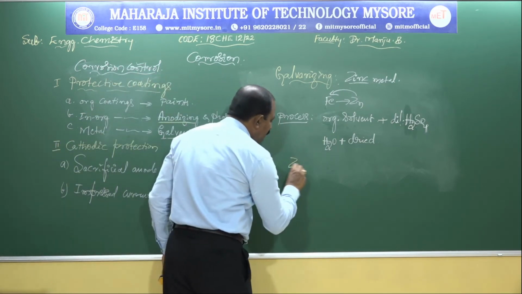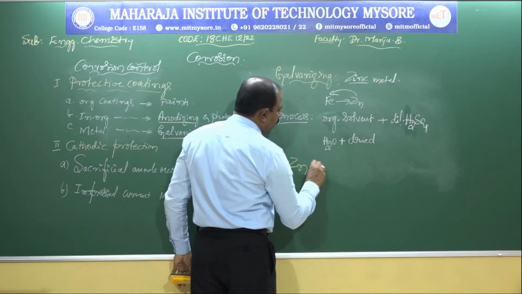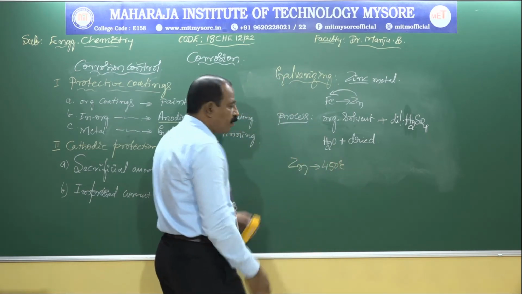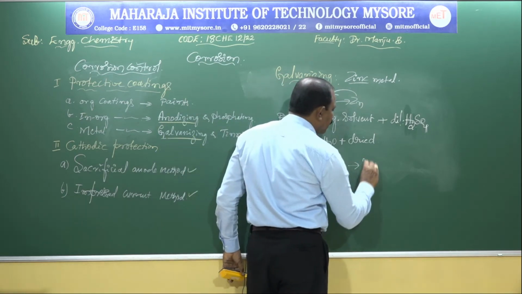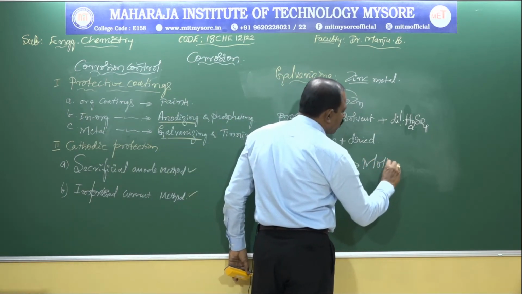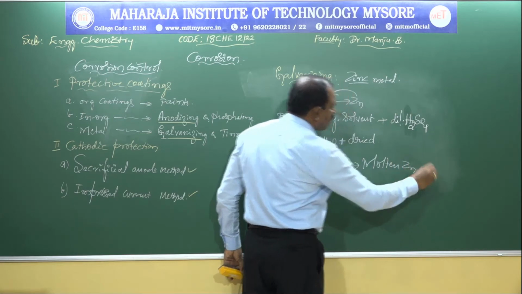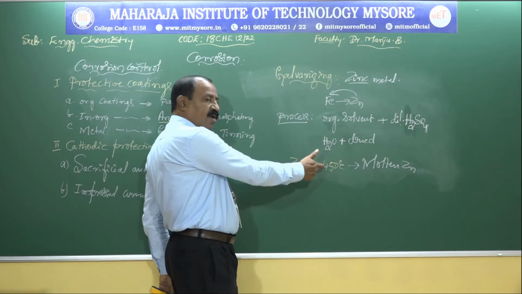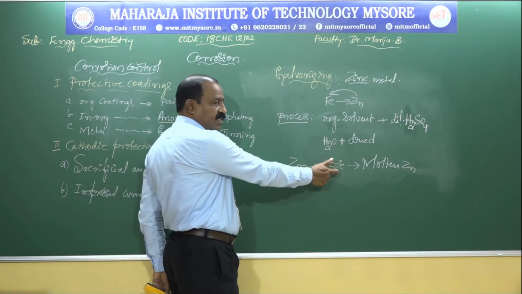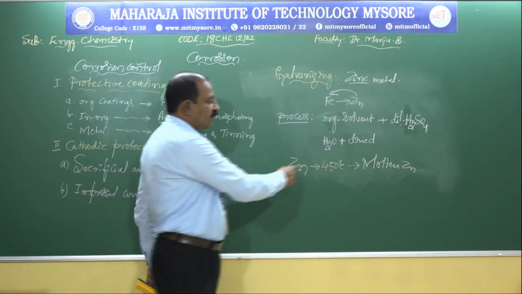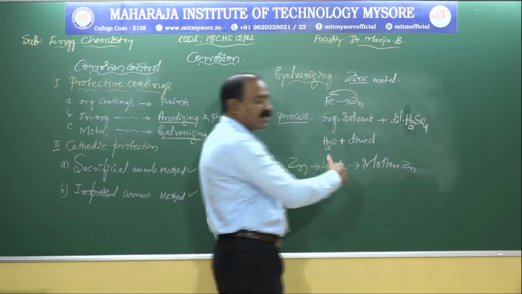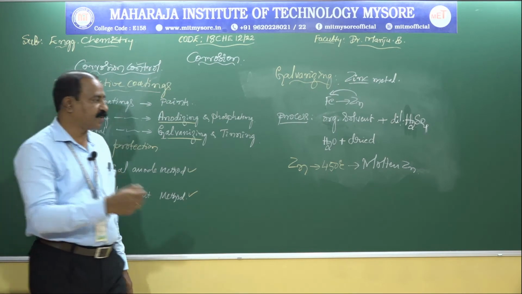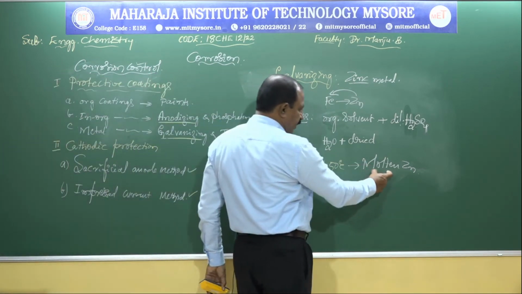After that, you take pure zinc metal and heat it to 450 degrees centigrade. Then it becomes molten zinc. The pure zinc metal is heated to a higher temperature, about 450 degrees centigrade, and is converted to molten zinc. That is a molten state, a semi-solid state. It is not a liquid, it is not a solid. That is an intermediate state, the molten state.